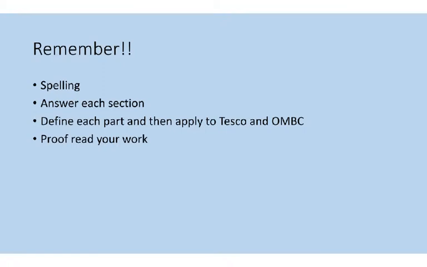So remember then, I want to make sure that you've done a spell check on your piece of work so that all your spelling is correct. Make sure that you've answered each section so that I've got 4 different stakeholders for each, not 2 or 3. It needs 4 different stakeholder sections for each piece of work. Make sure you've got the news story copied in there, the link in there, the brief introductory paragraph, and then 4 paragraphs clearly telling me how the stakeholder in that situation has been affected by that story. Define each part and then apply to Tesco and Oldham Council, and then proofread your work.